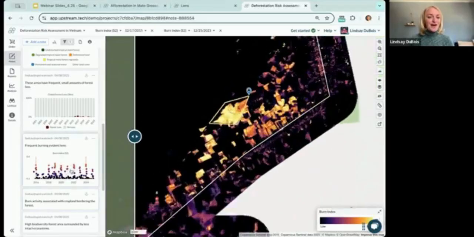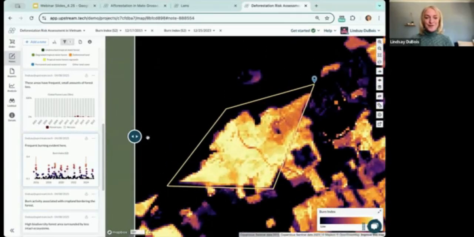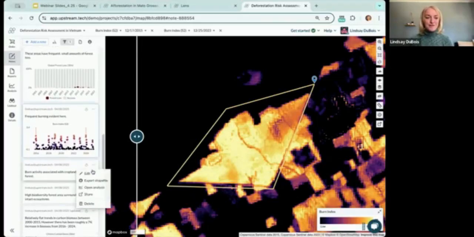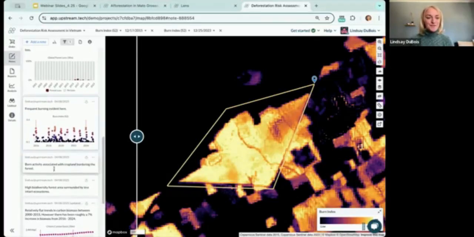We could also look at that in terms of this chart here. This is for a very specific area of burn, but you can see that repeated burn really coincides with what's likely agricultural practices and a threat to this particular area.